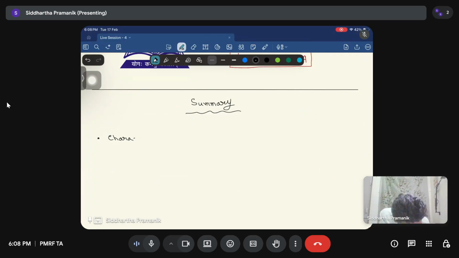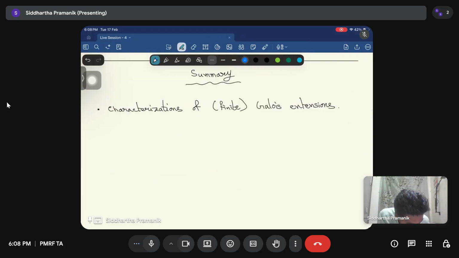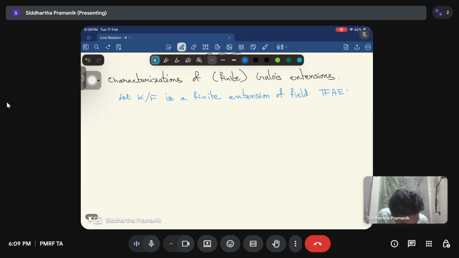Characterizations of Galois extensions. Particularly, if K over F is a finite field extension, so K over F is a finite extension of fields, then the following are equivalent. So we have all these equivalent conditions.